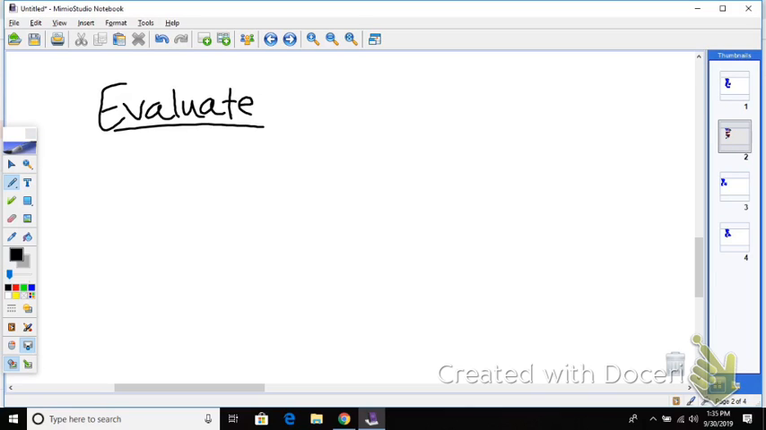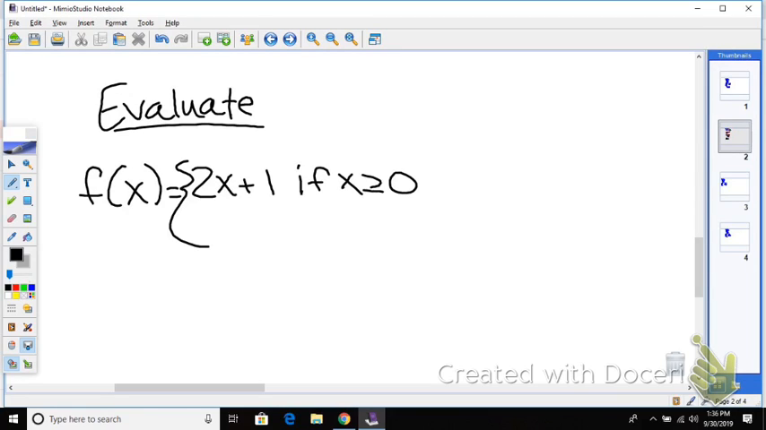So I'm going to give you a piecewise function. We'll use what we just did. F of x equals 2x plus 1 if x is greater than or equal to 0. And then the other equation was negative 1/2 x plus 4 if x is less than 0.